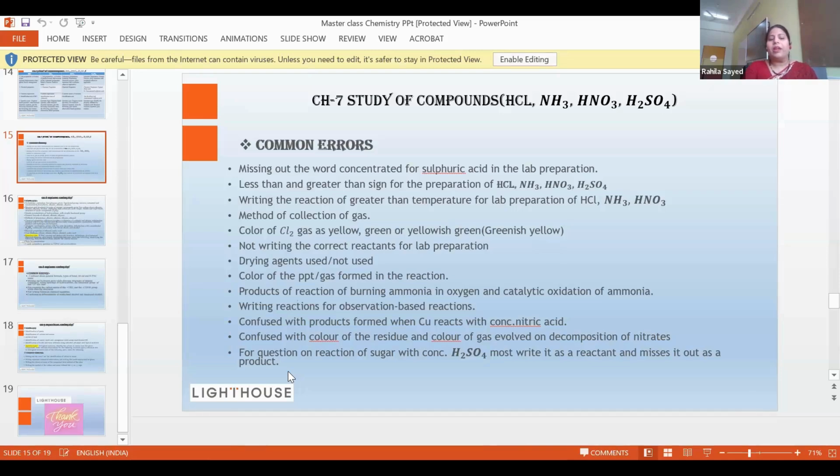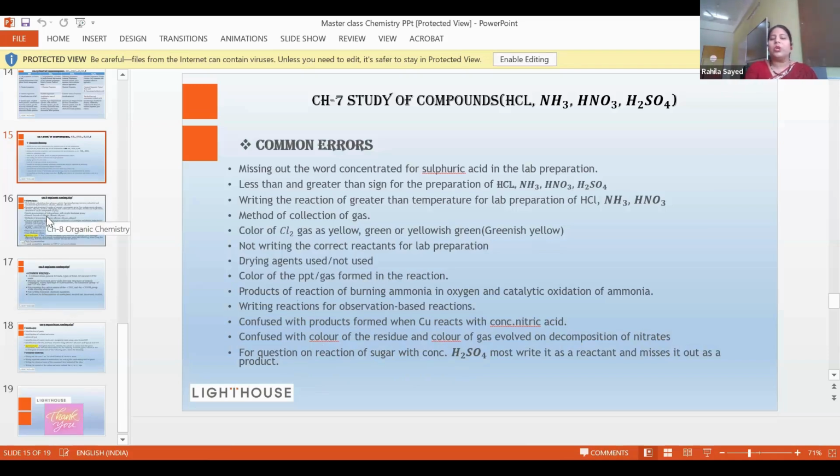Writing reactions for observation-based reactions. Again, they have asked you observation-based questions. What you do is you just write the equation and you leave it like that. No, you have to mention what is being observed over there. Next, you are confused with products formed when copper reacts with concentrated nitric acid. So check what are the products, what are the reactants. You need to mention each and everything properly over there.